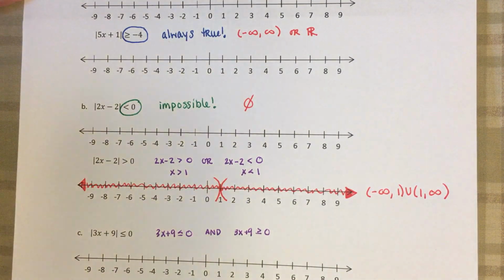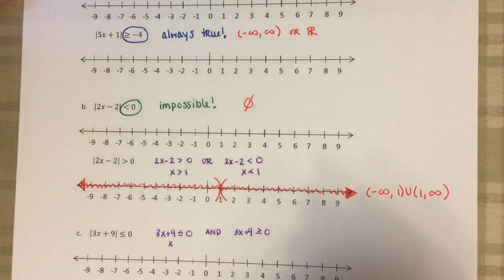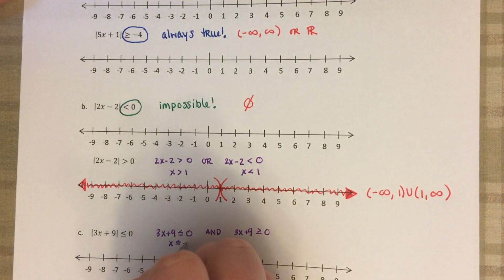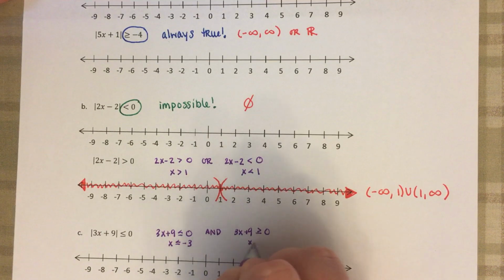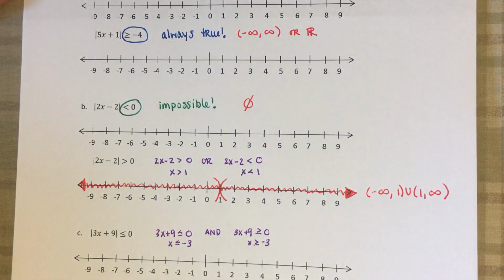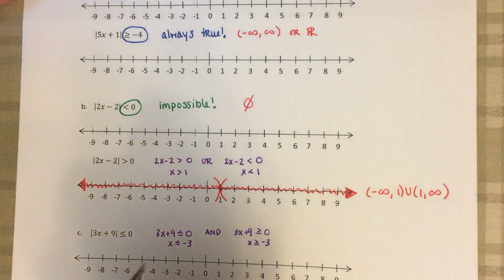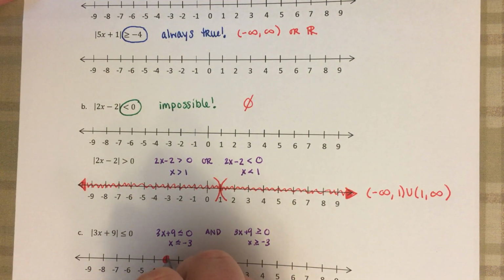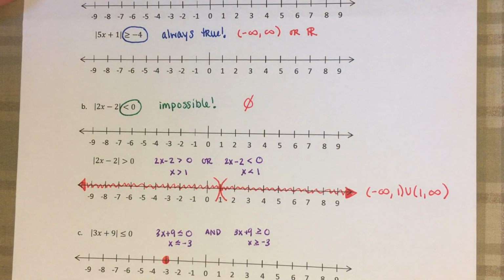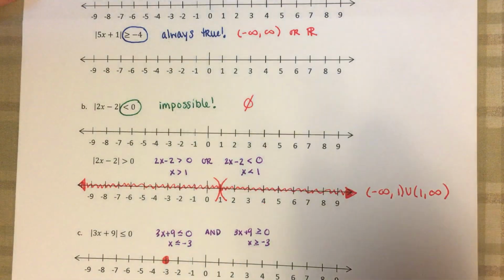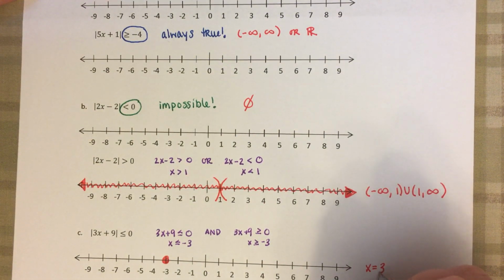If we solve this, we get that x is less than or equal to negative 3, and x is greater than or equal to negative 3. Well, it's impossible for our solution to go in both ways. We can't be both less than and greater than at the same time. So the only place that these overlap is at our single individual value of x equals negative 3. So our only solution for this problem is going to be that x equals negative 3.